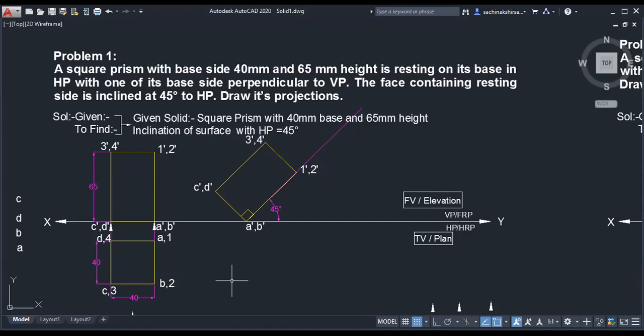So I will ask one question here. Have you completed this? Yes, sir. All of you? Shall I ask randomly? Rule number 3. Yes, sir. Okay. So will you check how much angle your base is making with HP or the XY line? Will you measure and tell how much angle your base is making with XY?